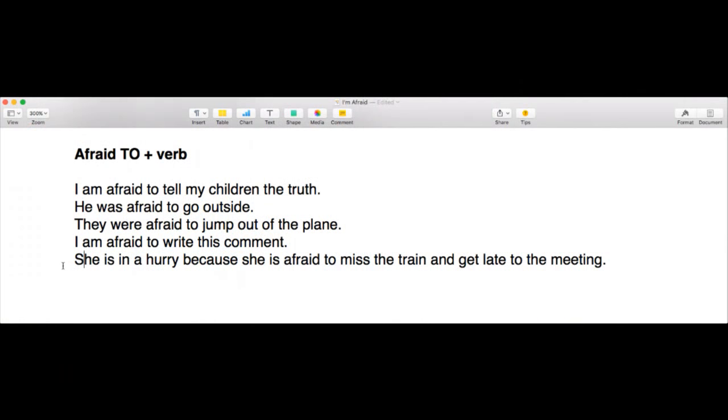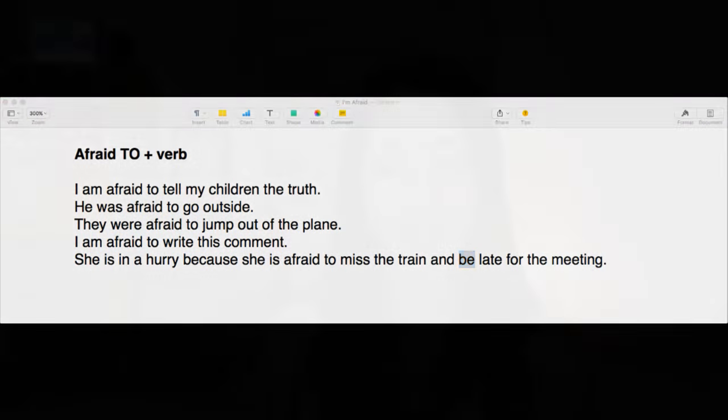So a capital letter at the beginning. She is in a hurry because she is afraid to miss the train and get late to the meeting. Let's lose that one, and be late for the meeting. She doesn't want to be late. You don't get late. You never get late. You are late. And because it's something she's afraid of, it's not happened yet, but she's afraid to be late. Or you could say she's afraid of being late, but we'd always use be here. And be late for the meeting. Okay, hope that helps, Julia.